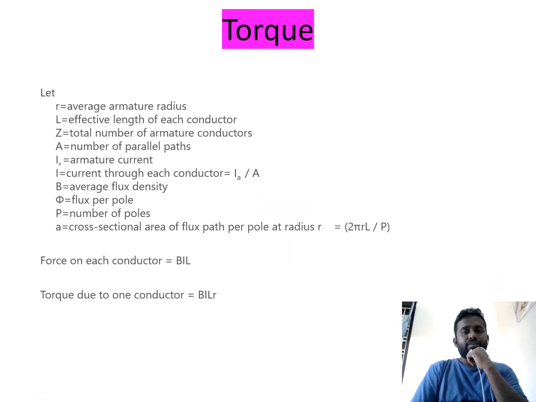Now torque, we have already seen this. R represents average armature radius, L is the effective length, Z is the total number of conductors, A is the parallel paths, IA is the armature current, I is the current per conductor, that is IA by A, and B is the average flux density, phi is the flux per pole, and P is the number of poles, and area of cross section of flux per pole can be given as 2 pi r L by P. So force on each conductor is BIL. Torque due to one conductor is BIL into displacement, that is average armature radius R.